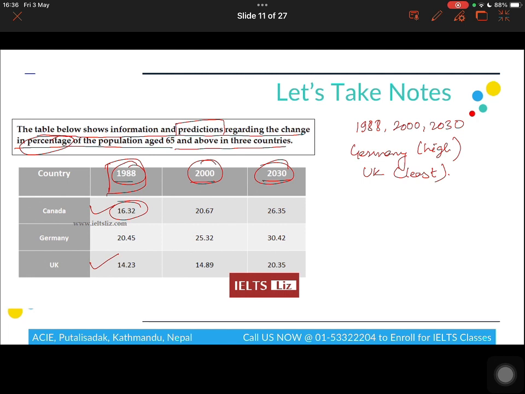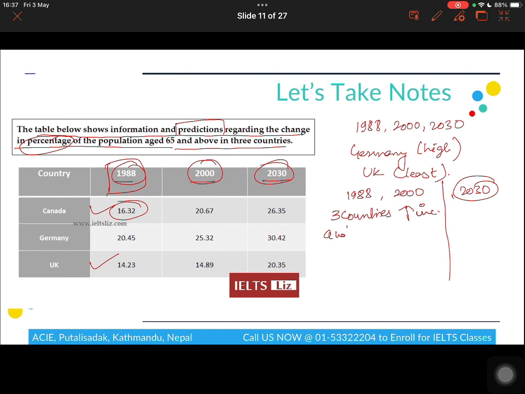Apart from that, if you look at the trend, we have to make a segregation here because we know that 1988 and 2000 are past data years, whereas 2030 is a future point of time. So we should make a segregation here, and we can see that in all three countries, there is an increasing trend, right? So there is an increasing trend.